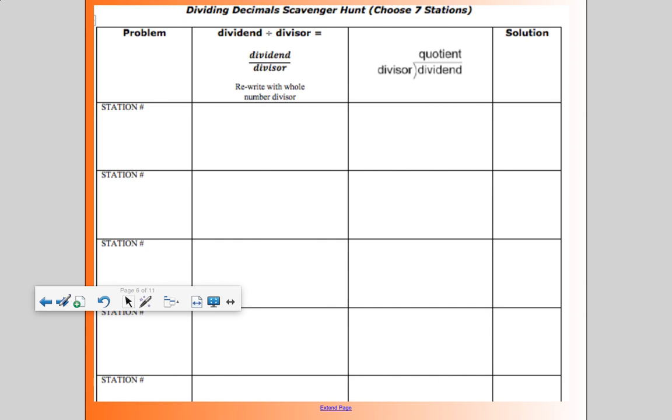So today you're going to be doing a scavenger hunt. You'll be walking around the classroom, and out of the 10 stations, you will need to answer 7 of the 10 stations. They all help you practice with decimals. So again, you are given a division problem. You rewrite it in fraction form and try to turn the divisor into a whole number by multiplying by a power of 10. Dividing decimals, part 2.